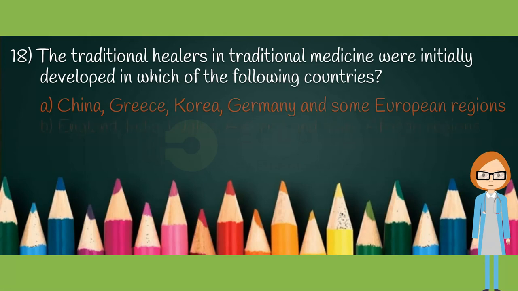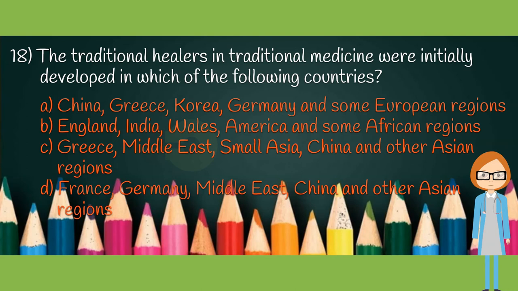Question 18. The traditional healers in traditional medicine were initially developed in which of the following countries? Option A, China, Greece, Korea, Germany, and some European regions. Option B, England, India, Wales, America, and some African regions. Option C, Greece, Middle East, Small Asia, China, and other Asian regions. Option D, France, Germany, Middle East, China, and other Asian regions.